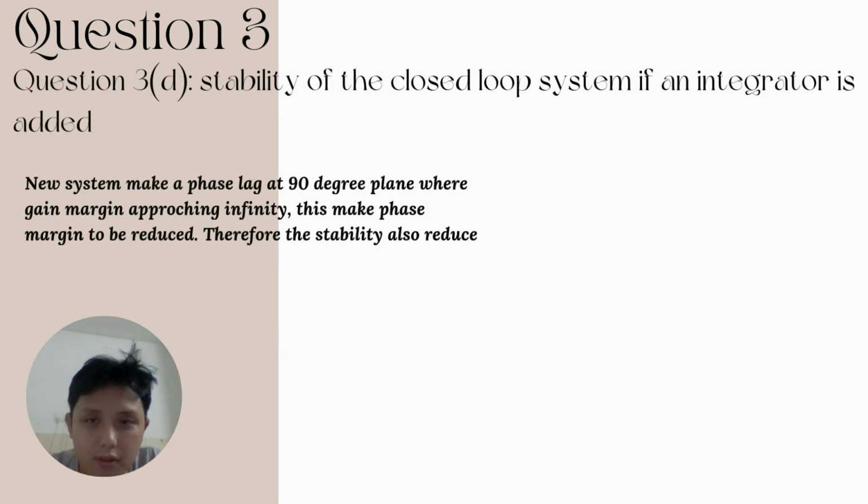For question 3D, the new system makes a phase lag at the negative 90-degree plane where the gain margin approaches infinity. This makes the phase margin reduced. Therefore, the stability is also reduced.